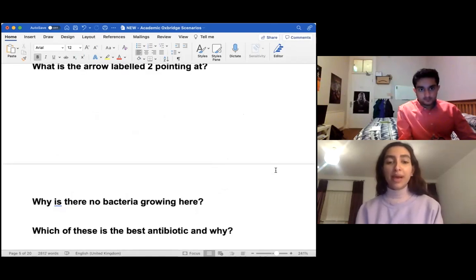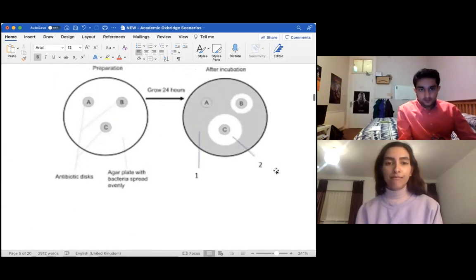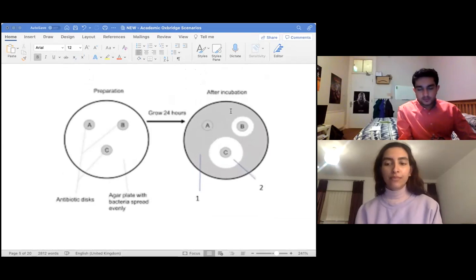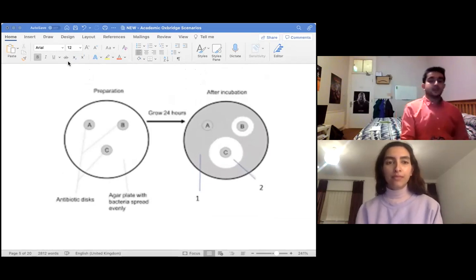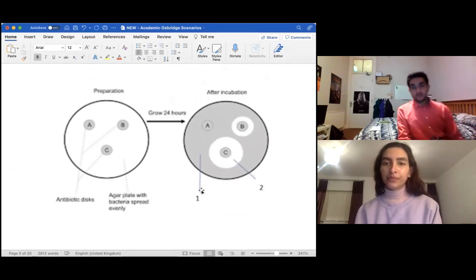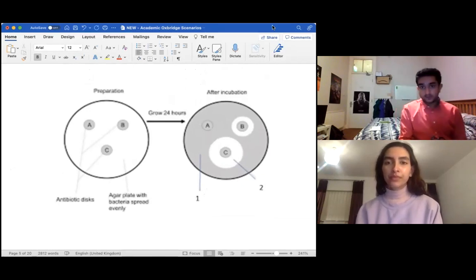Which of these is the best antibiotic and why? So the whole principle to this is the idea that the larger the zone of inhibition, the more bacteria have been prevented from growing. So we're looking for the antibiotic with the largest zone of inhibition. Therefore, it's going to be C. Okay.